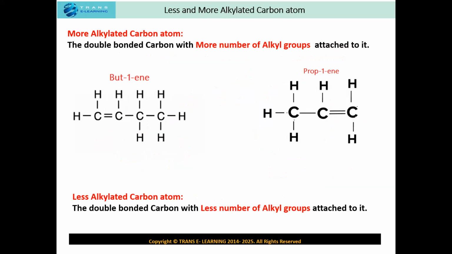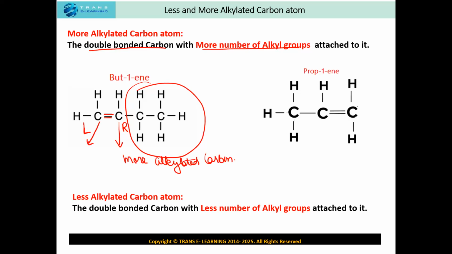Now understand the most important part, more alkylated carbon atom and less alkylated carbon atom, because we are going to use this when I'm explaining the Markovnikov's rule. More alkylated carbon atom: the double bonded carbon atom with more number of alkyl groups attached to it. So here you can see this is the double bond and this is the carbon on the left hand side and this is the carbon on the right hand side. With the right hand side we have two alkyl groups attached to it. So that means this is more alkylated carbon, whereas the left hand side one is the less alkylated carbon atom.